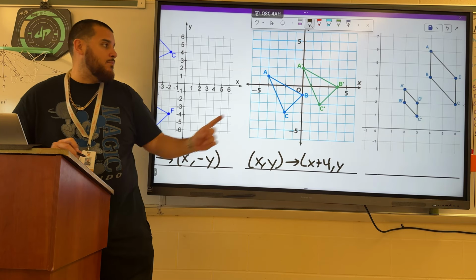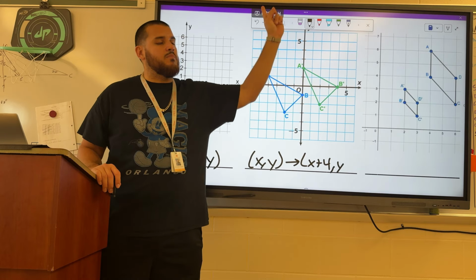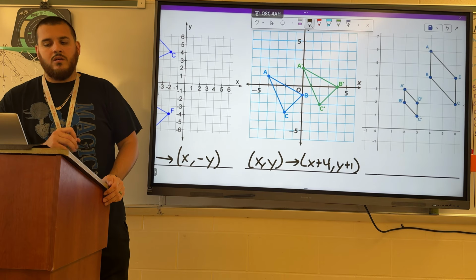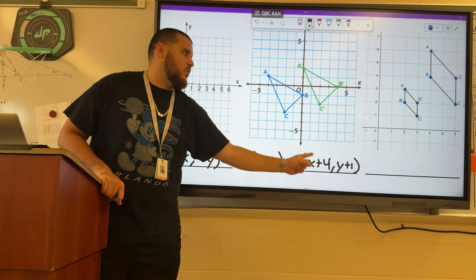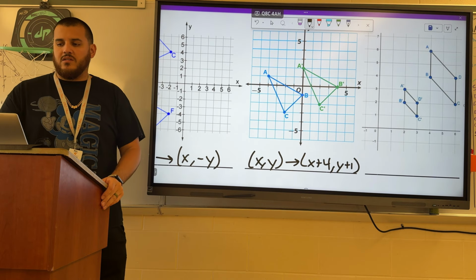Then we're going up from that location to get to A prime, and we're just going up 1. That's going in the positive direction on the y-axis. So that would be y plus 1. So if we look at any individual coordinates here, if I add 4 to the x and add 1 to the y, I would end up at these prime locations in that translation.